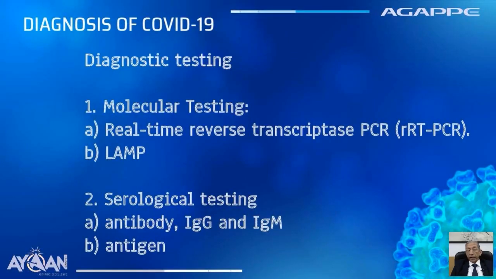Then we take the diagnosis of COVID-19. This can be divided into two major headings. One is the molecular testing. Second is the serological testing. The molecular testing can either be A, the real-time reverse transcriptase PCR, and B, the LAMP testing. The serological testing can be A, the antibody testing, that is IgG and IgM, and B, the antigen testing. I shall go into greater detail of each one of them.